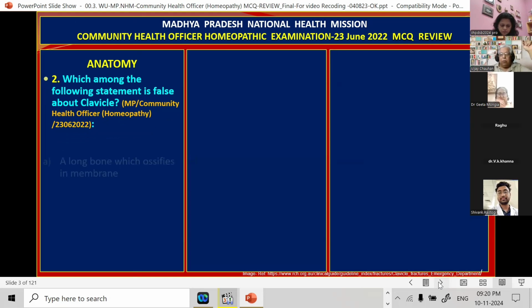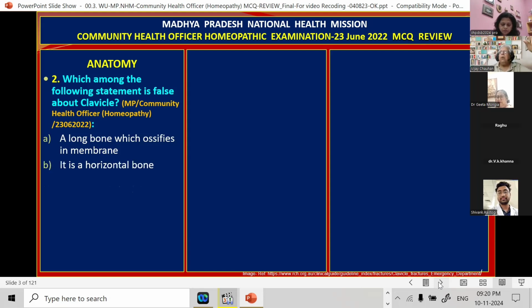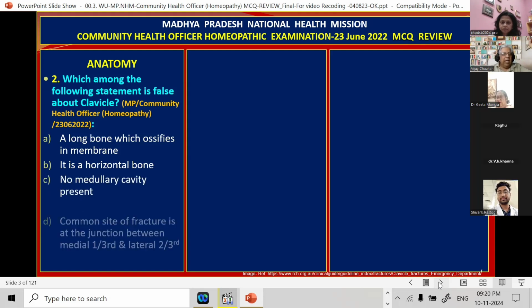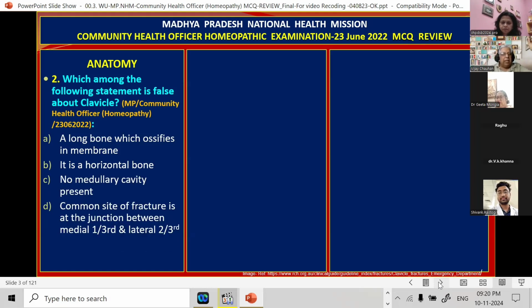Now let us go to the statements. Statement A: a long bone which ossifies in the membrane. B: it is the only horizontal bone in the body. C: there is no medullary cavity present. And D: the common site of fracture is at the junction between the medial one third and lateral two thirds.